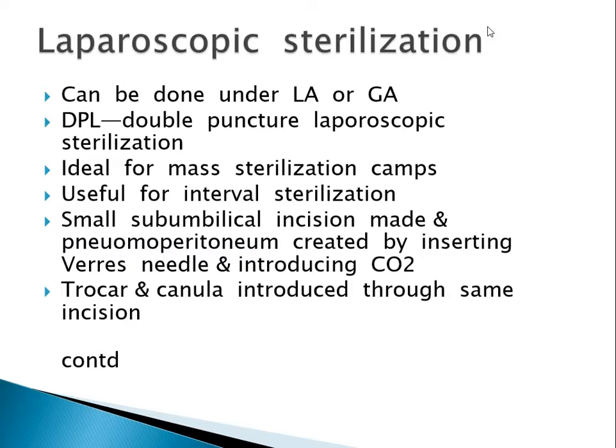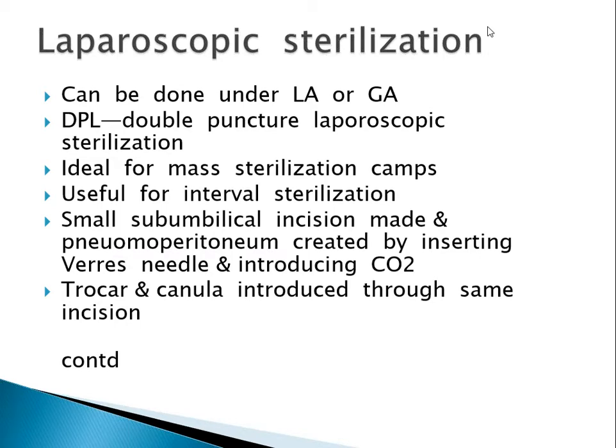So how do we do it? A small subumbilical incision we make with a sharp scalpel, and then this is deepened, and an instrument called a Veress needle is used. It's a very narrow one, 2 mm diameter, and the tip is rounded so that when it enters into the peritoneal cavity, it does not injure the bowel and the omentum. So this is inserted through this incision, and then through this Veress needle, CO2 is passed into the abdominal cavity. We want to create a pneumoperitoneum. Pneumoperitoneum is air or gas in the peritoneal cavity.